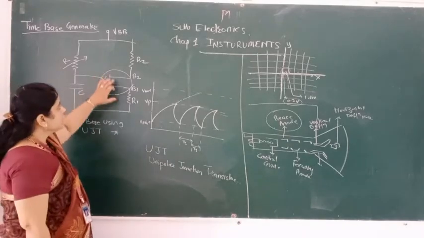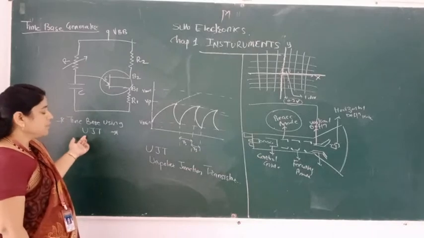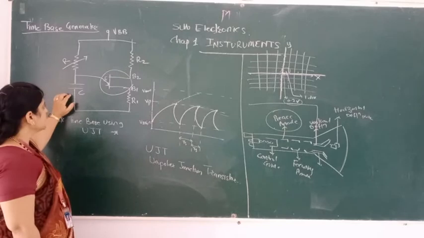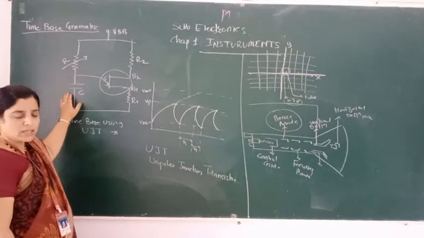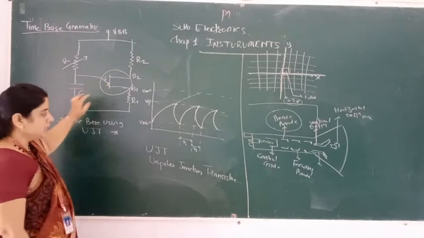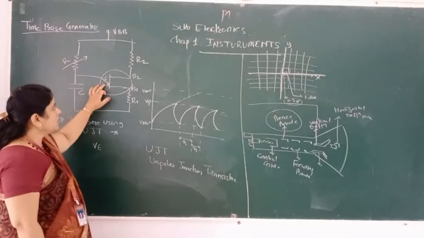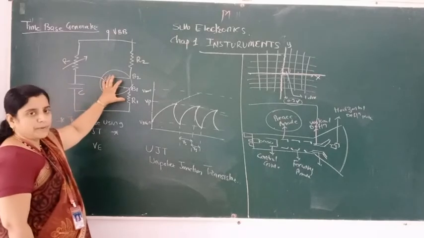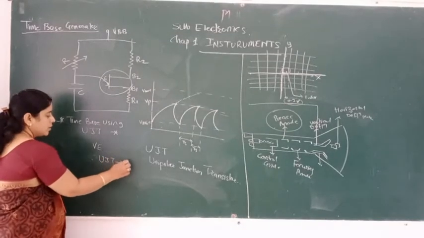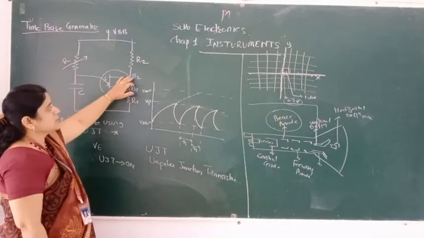Here we are not using the ordinary transistor. We have used which type of transistor? Unipolar junction transistor. What happens here? If resistance increases, then the capacitor will be charged, and if the capacitor is charged, then the voltage across the emitter, that is VE, will increase, so that this UJT will be on. UJT will be on and the VBB voltage increases between base 1 and base 2.